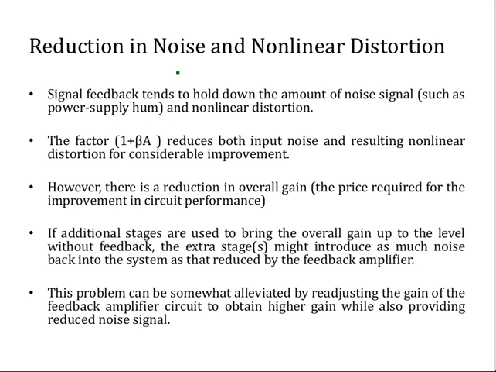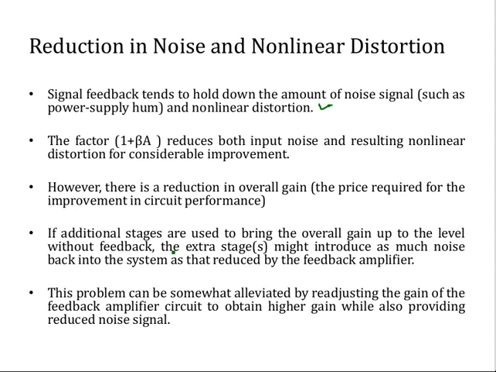Now let us see what happens to noise and nonlinear distortion. Signal feedback tends to hold down the amount of noise signal and nonlinear distortion. So it is going to reduce it. The factor 1 + beta A reduces both input noise and nonlinear distortion for considerable improvement. But this 1 + beta A is causing a reduction in the overall gain. We know that it is causing a reduction in overall gain. At the same time, it is reducing both input noise and its resulting nonlinear distortion.